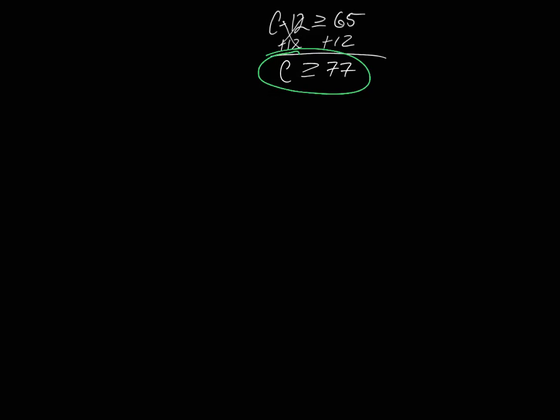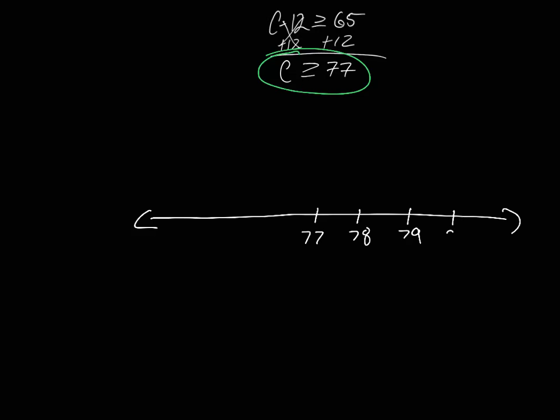And so to graph it, like I explained to you before, I'm going to start with a number line. Here's my number line. The number that I have is 77. So I'm going to start with 77. And I'm going to do a few bigger than 77. And I'm going to do a few smaller than 77. Now my circle is going to go on 77, and I have to decide, is it going to be an open circle or is it going to be a closed circle?